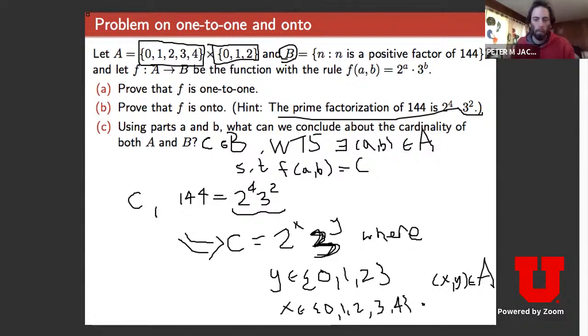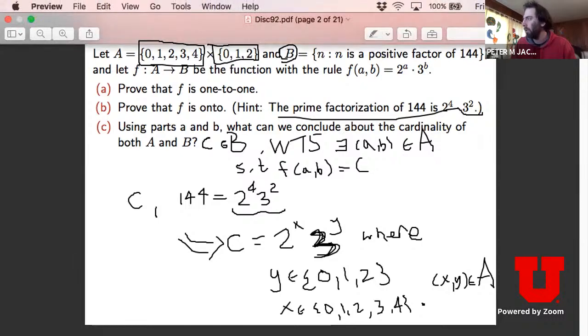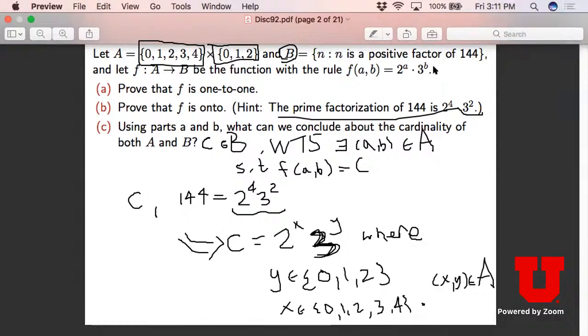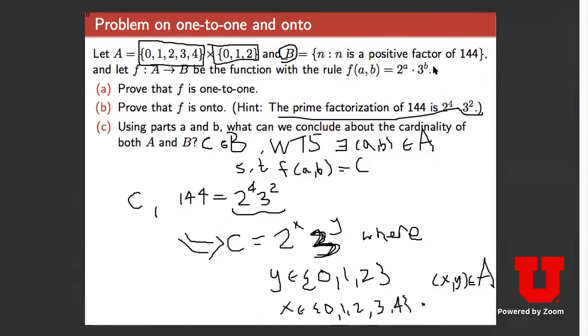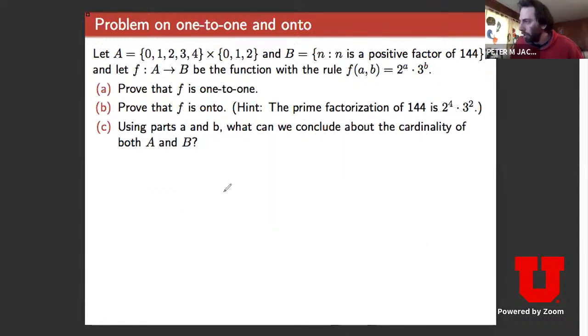All right. So then let's do part C. We conclude they're the same. Oh, yes, that's right. So Alec said the answer, which is that, well, okay, we don't conclude that they're the same. We conclude that they have the same size.